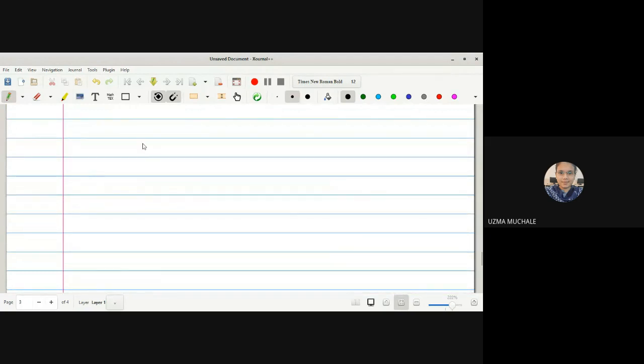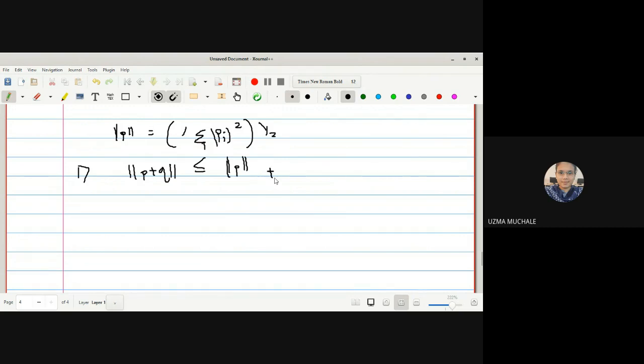Now, actually all this you have covered in Banach space or the nonlinear space. So I will just write down the definition: summation over i of p_i square, raised to 1/2. This is the definition of the norm. And with the help of this definition of norm, you have to prove the triangular inequality, that is, norm of p plus q is less than or equal to norm of p plus norm of q. Second one, scalar multiplication: norm of alpha p is equal to mod of alpha into norm of p.